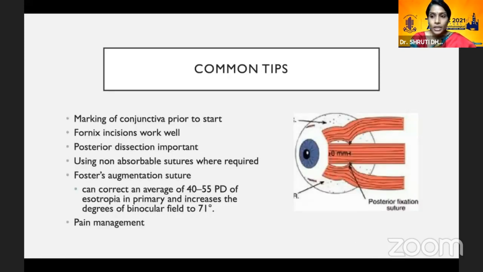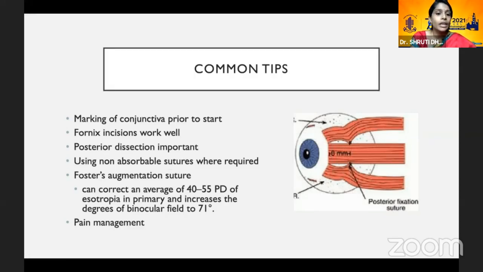Just a few tips before we start off on the procedure itself. Marking of the conjunctiva prior to the start, I have found it to be useful because there's a lot of torsional component involved when we do transposition surgery. So it helps to mark the 6 and 12 o'clock positions before we start off. Fornix incisions work pretty well for these. However, when we're doing large transposition procedures like LR to MR, it would be prudent to do a 360-degree conjunctival limbal peritomy.